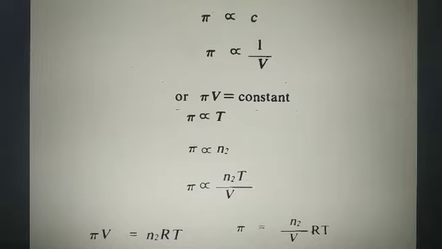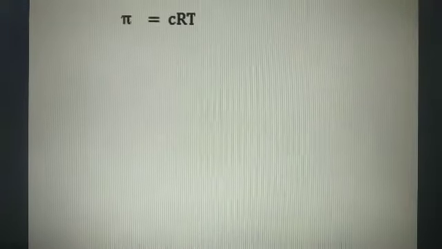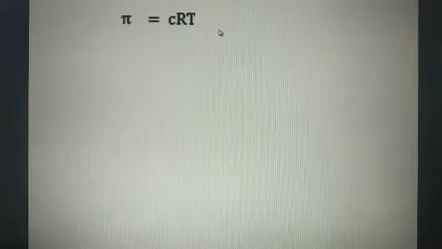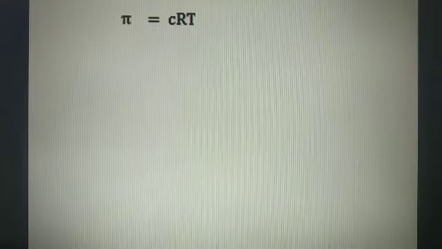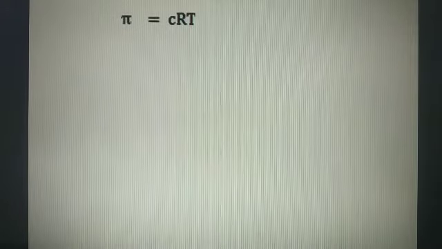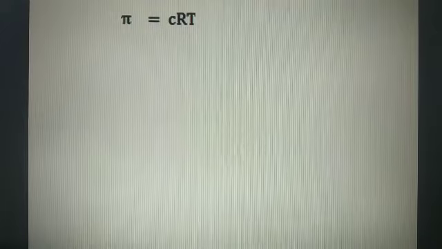N2 is the number of moles, V is the volume of the solution. So the number of moles per liter of the solution is termed the concentration. So it means pi is equal to CRT. That relation is similar to Boyle's law, the ideal gas equation, or you can say it is P equal to N upon V into RT.